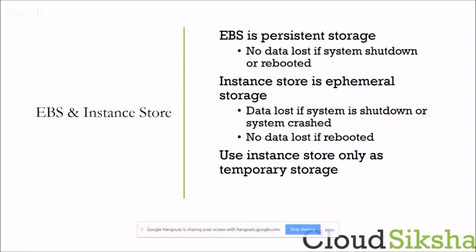Whereas the instance store is ephemeral storage. There, the storage comes from within the server on which your instance resides, and when you shut down your instance and restart again, the data is lost. Whatever data you had written to these instance store disks is lost. That's why it is called ephemeral storage. Similarly, if the system crashes, your data is lost. Whereas in the EBS case, if the system crashes or you shut down the system and restart, nothing happens.